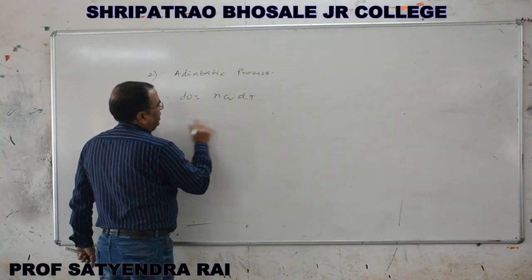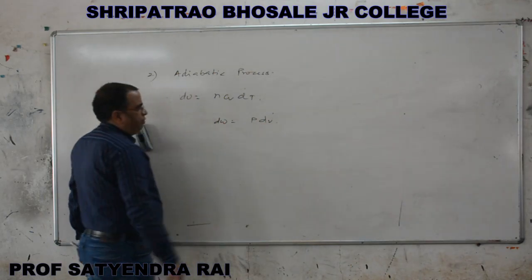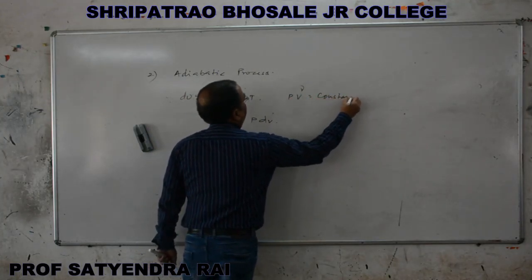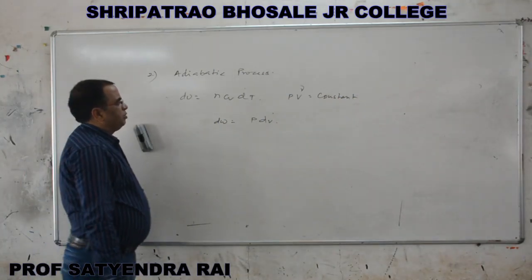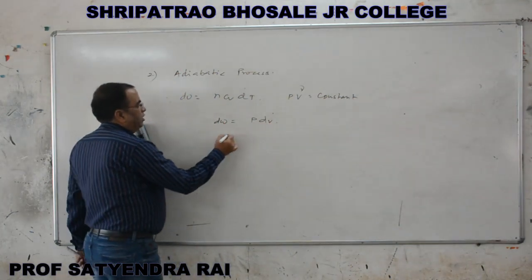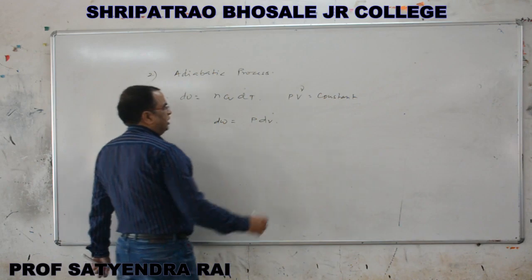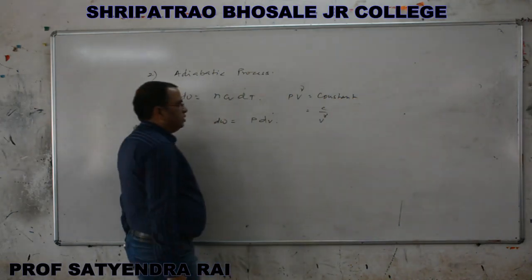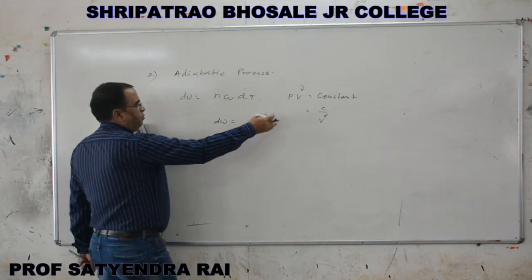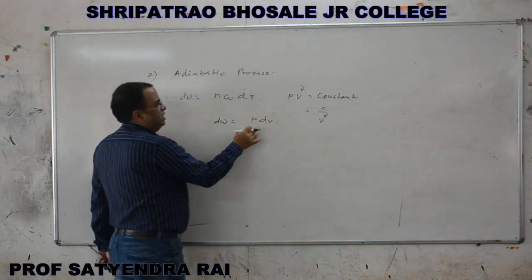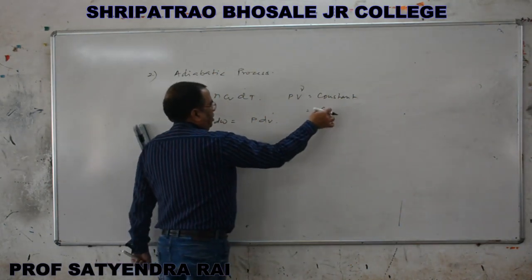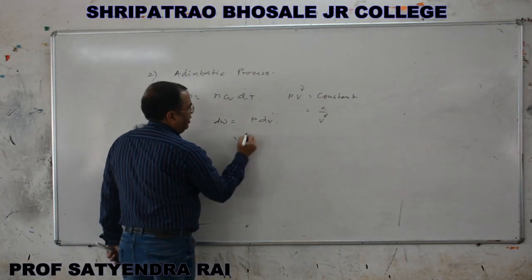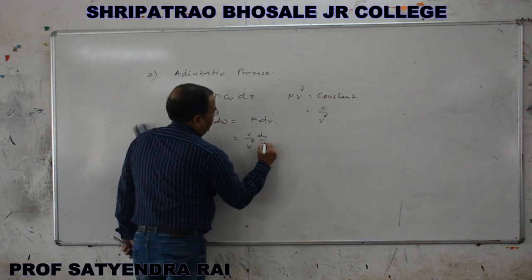Work done: we know dW is equal to PdV, and we have PV to the power gamma as a constant. dW is PdV, and P, since it is not a constant, P is equal to C upon V to the power gamma. Right? P is a function of V, P varies this way with V, or we can say P is proportional to V to the power minus gamma. We can put it in place of P: C upon V to the power gamma into dV, this is the work done W.